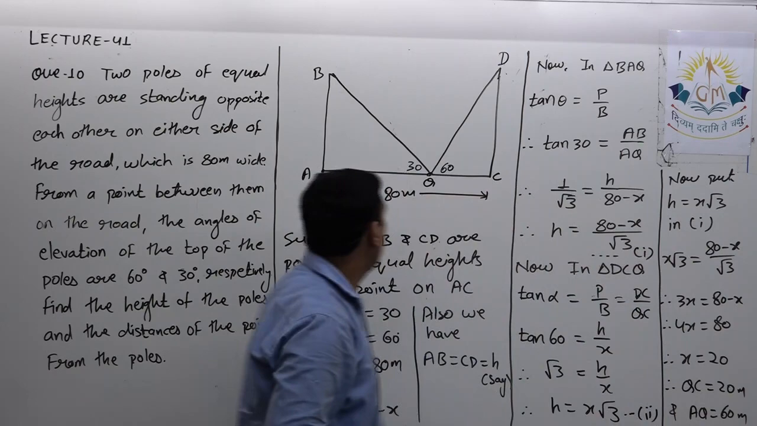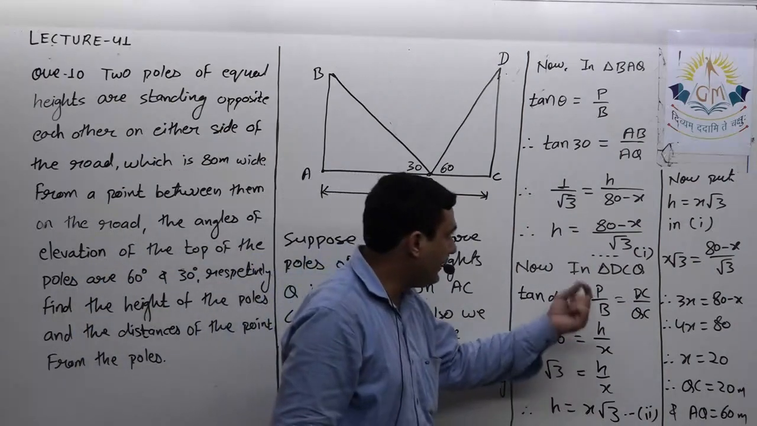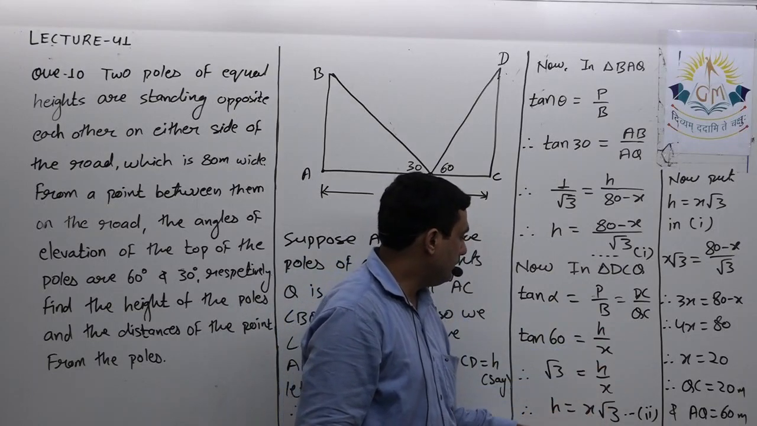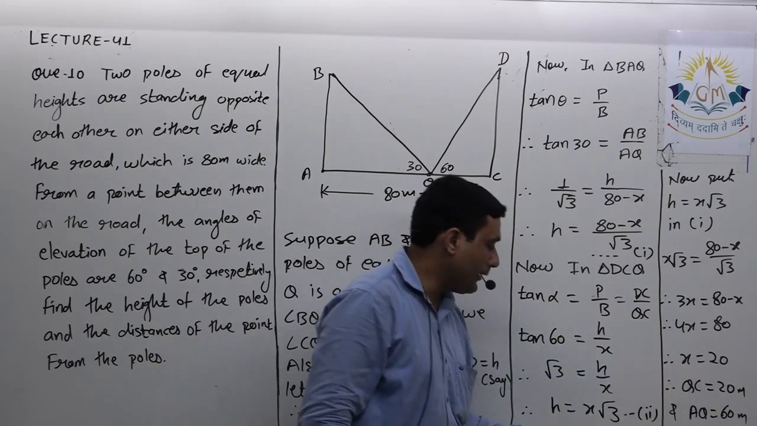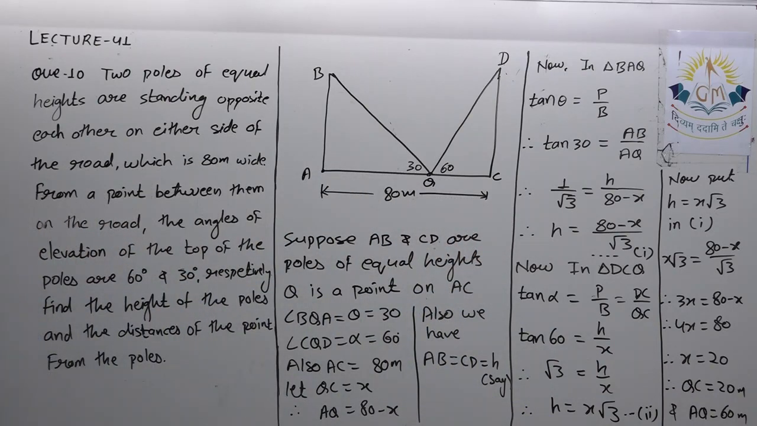So note it down up to this point, only one step is left. Now put H equal to root 3, sorry, put X equal to 20, equation 2. So note it down up to this point.